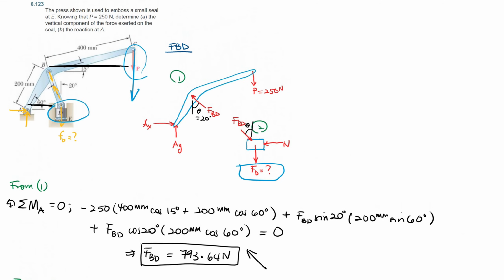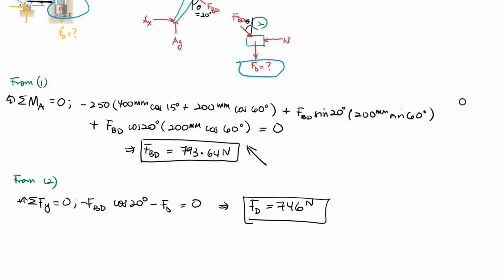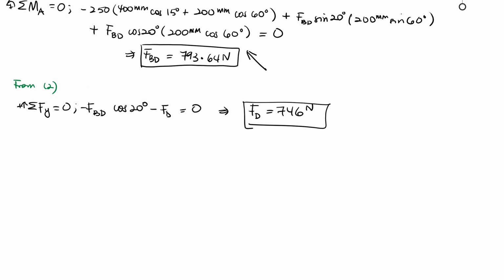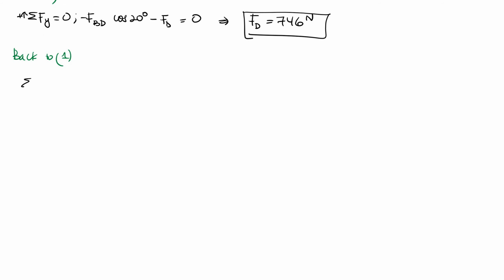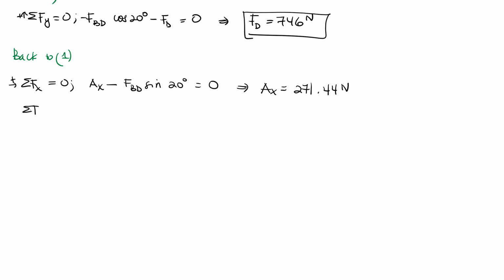Now the question asked us to also find the reaction at A. So we're going to go ahead and do that. So going back to 1. We have sum of forces in the X. We have AX minus FBD times sine 20 degrees. And that gives me AX equals 271.44. And then sum of forces in the Y.